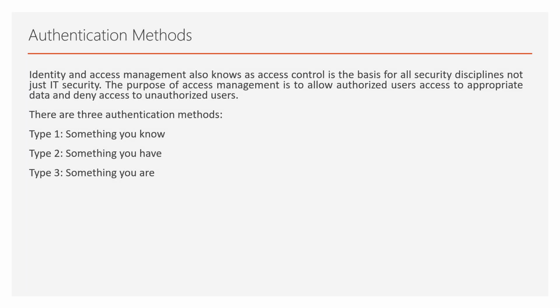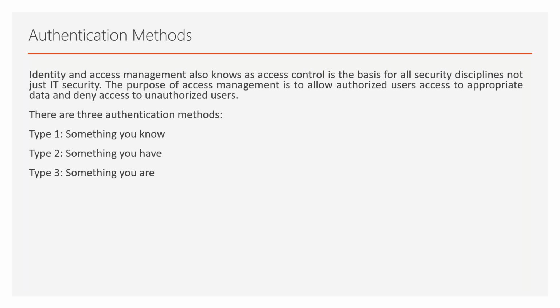Now, when we talk about identity and access management, what do you mean by identity and access management? If we go by the definition, identity and access management, which we also call an access control mechanism, is a security discipline, not just in IT security. The main purpose of access management is that we allow authorized users to access appropriate data and deny access to unauthorized users.